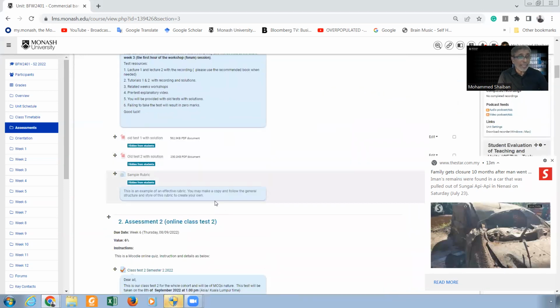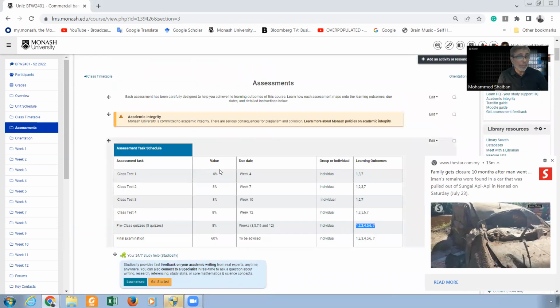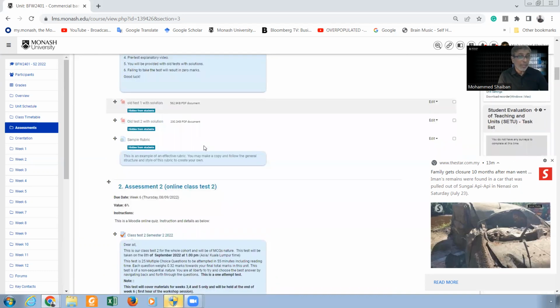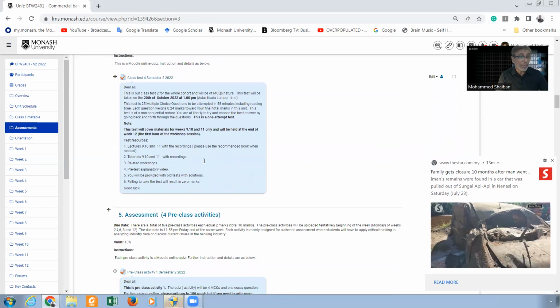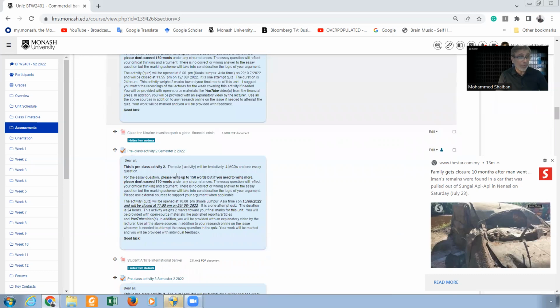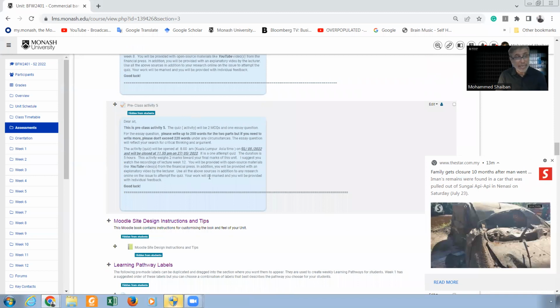Now, if you come to the details, here you will find the details of class test 1, which is this one. You want to see when it is, what it covers, what time, how many questions, what the time limit is, and it's already open and you can see it in your module. This applies to class test 2, class test 3, class test 4, and then we have the pre-class activities, which we have 5 of. The 5 of them are already listed, and the details are there.